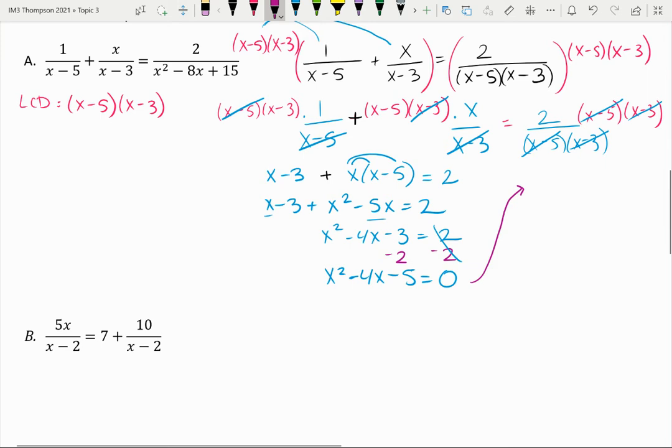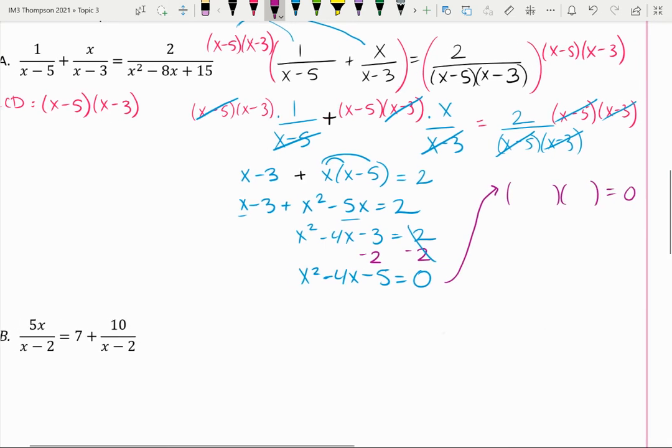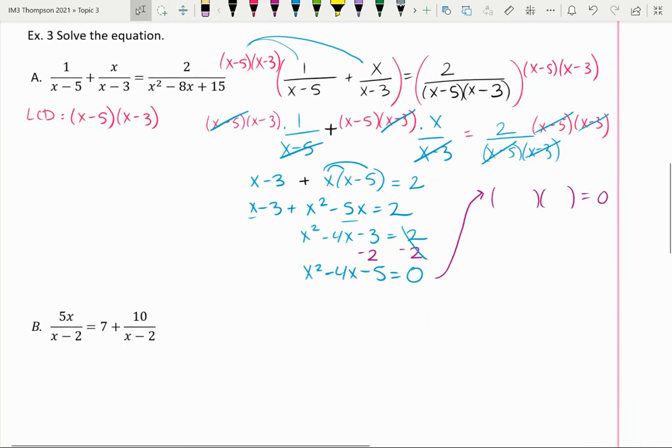To solve this quadratic, I have options. I can factor or I can use the quadratic formula. This is factorable, so I would certainly choose factoring over the quadratic formula. It's way less work. This factors to x minus 5 times x plus 1. So I'm looking for the two numbers that multiply to -5 and add to -4. Now, if x minus 5 times x plus 1 is equal to 0, I can take both of those factors and set them equal to 0 and solve for x.